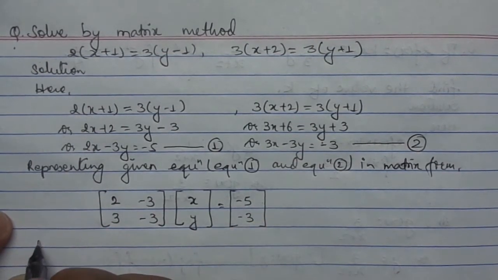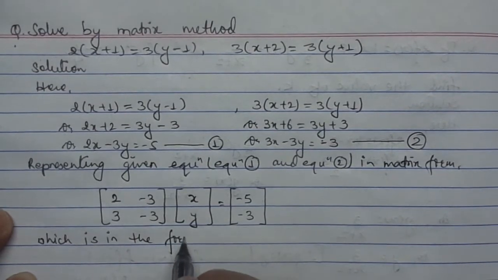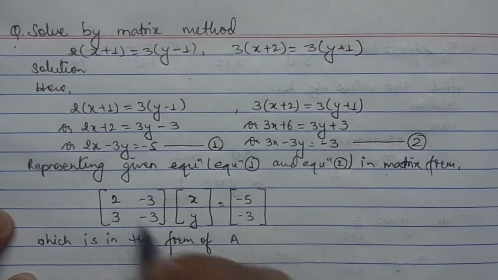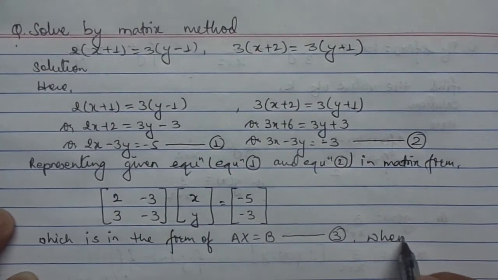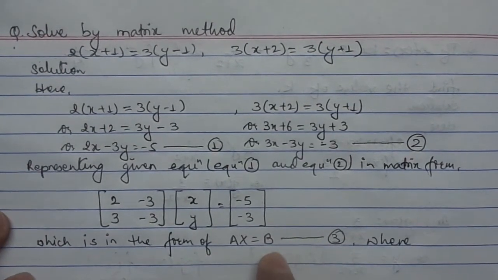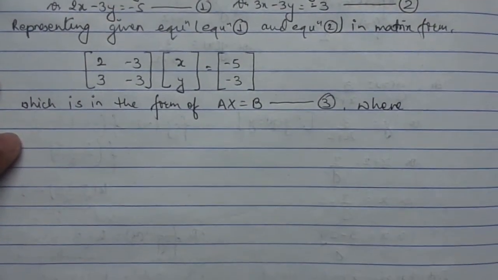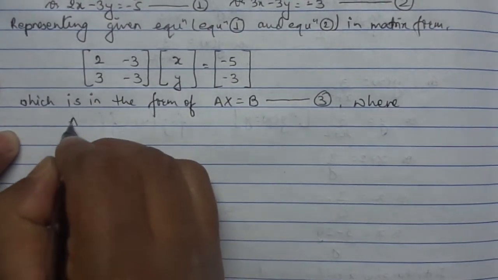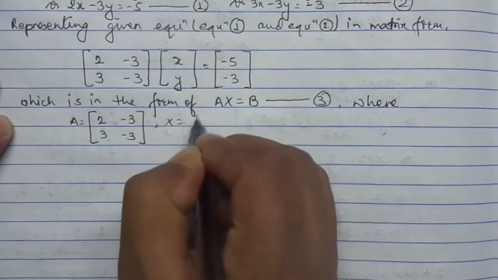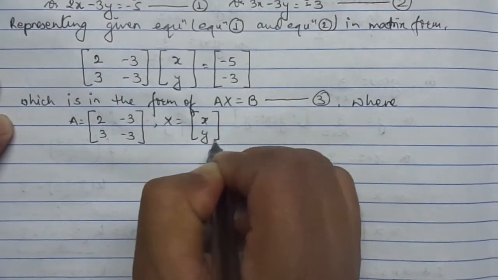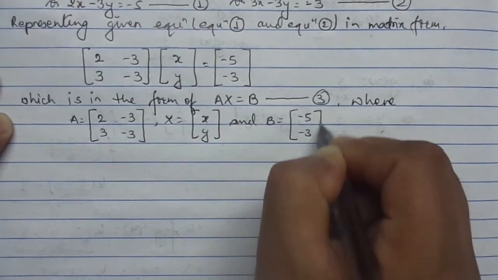Now we have represented equations 1 and 2 in matrix form. This matrix form is in the form of A times X equals B. Let it be equation 3, where this equation is in the form AX equals B. Now we need to denote the elements of matrix A, similarly the elements of matrix X and matrix B. A equals 2 minus 3, 3 minus 3, and X equals x, y, and B equals minus 5, minus 3.